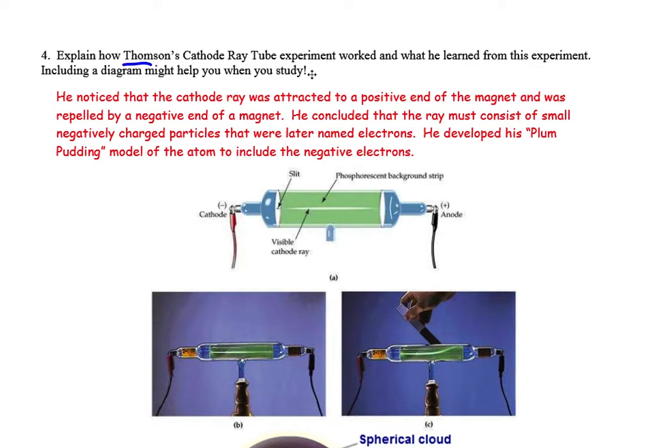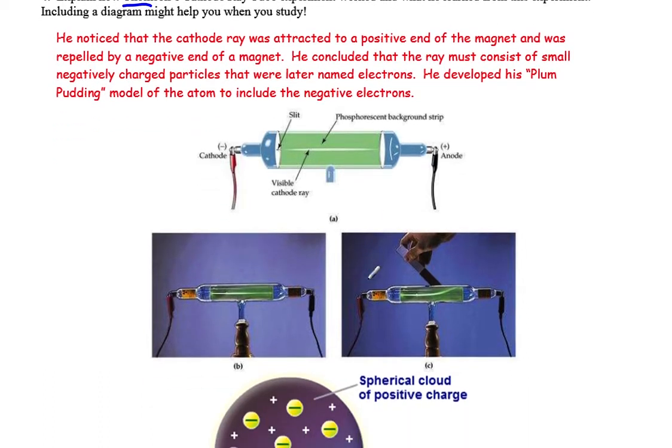Thomson's cathode ray experiment. He ended up basically running electricity through a tube that had a fluorescent screen on it, and it was evacuated. There was nothing in there. And when he did that, he realized that this beam that normally went from left to right in a straight line, as you see in the picture here, reacted to a magnet. And he said, well, something must be in there that's negatively charged that can interact with this magnet.